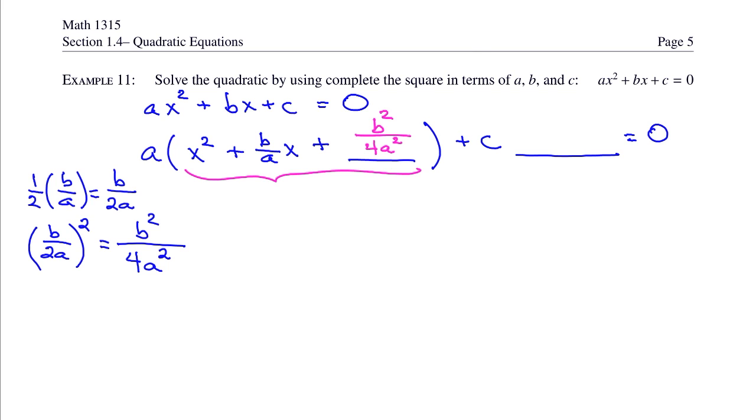And again, this isn't exactly what we added to the equation, it's what we wrote in there to complete the square. The number b squared over 4a squared is being multiplied by this lead coefficient of a. So to make things balanced, we need to subtract a times b squared over 4a squared.